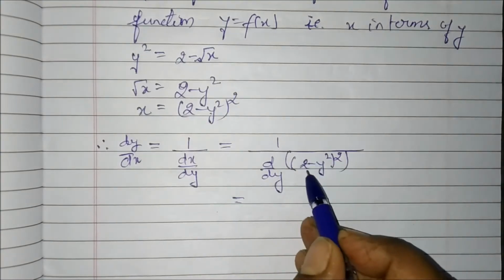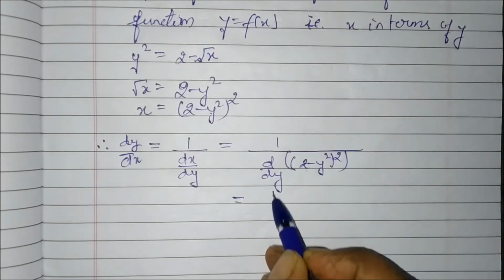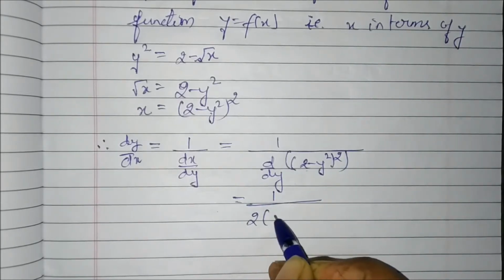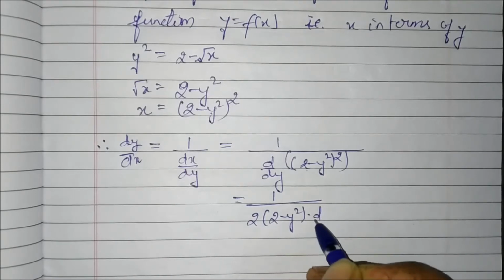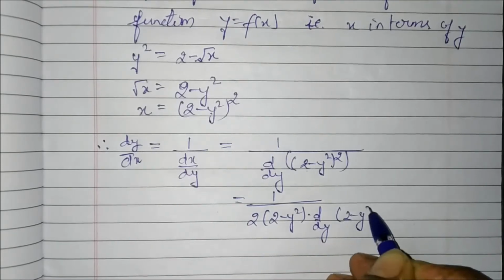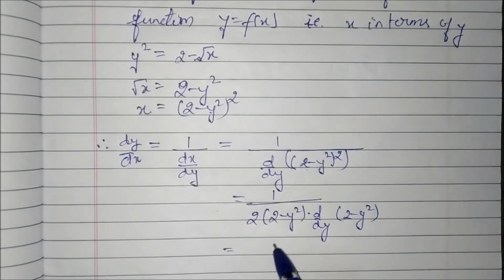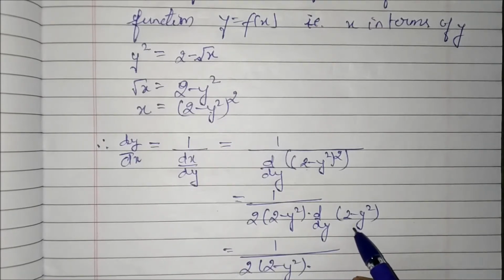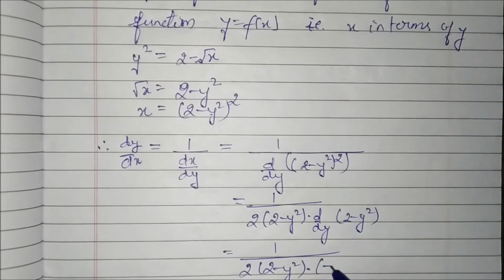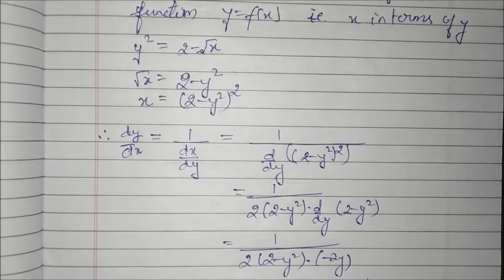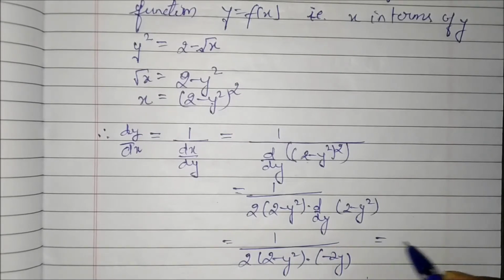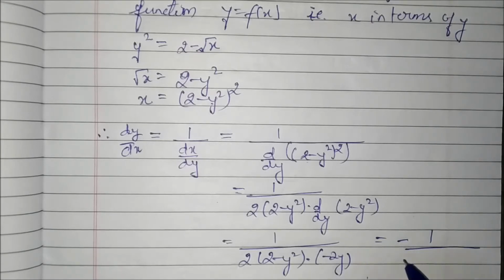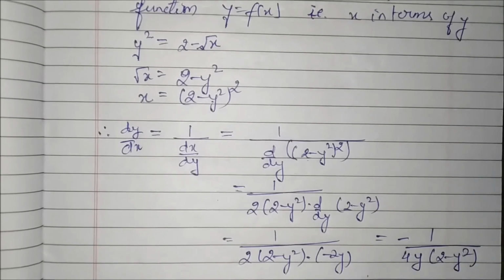So it is like x raised to n. Its derivative is 2 into (2 minus y squared) into d by dy of (2 minus y squared). So we have 1 upon (2 minus y squared) into, now the derivative of 2 minus y squared is minus 2y. This minus I have taken here, and 2 into 2 we get 4y, with the bracket (2 minus y squared).